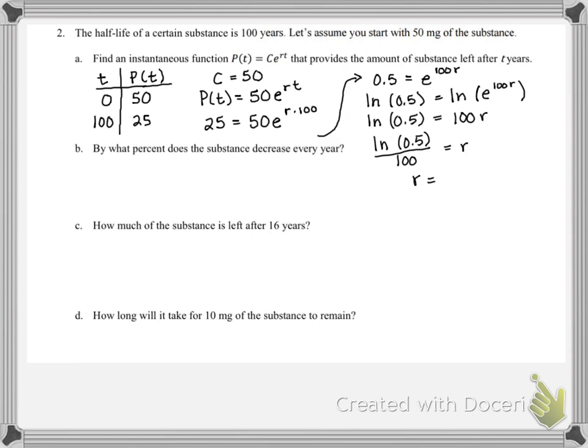What do we get? -0.007. Nice. 0.007. I didn't even do that on purpose.